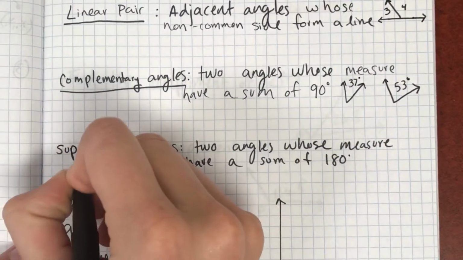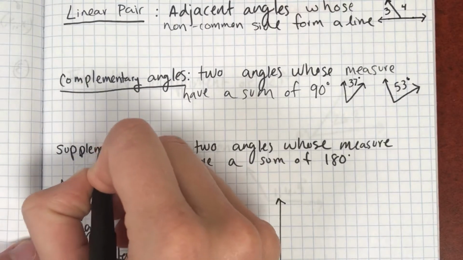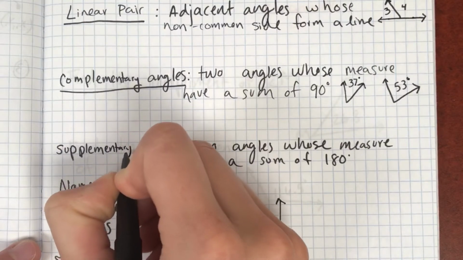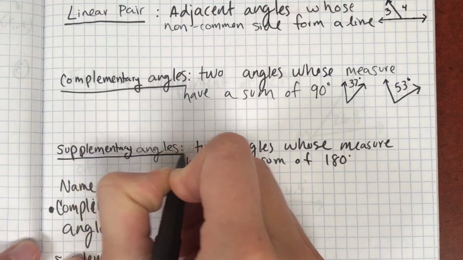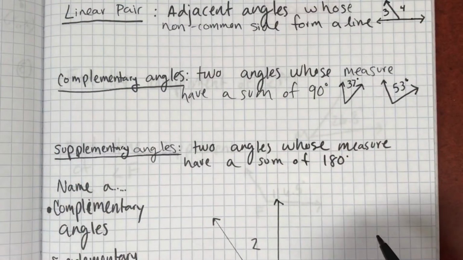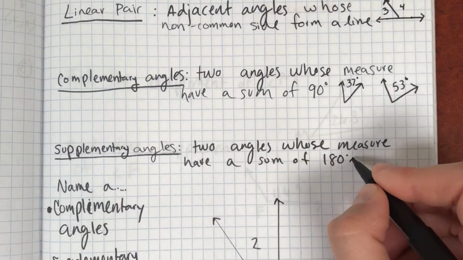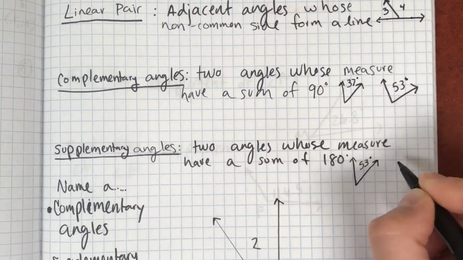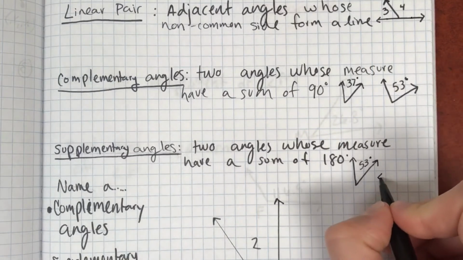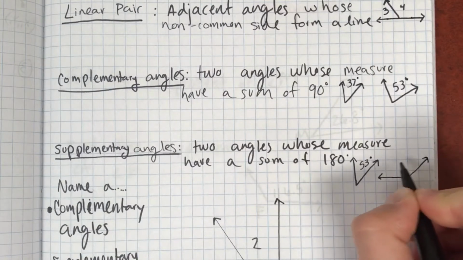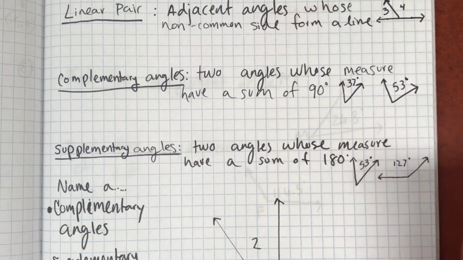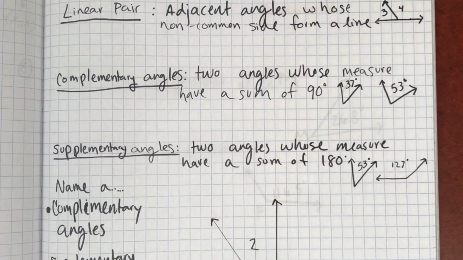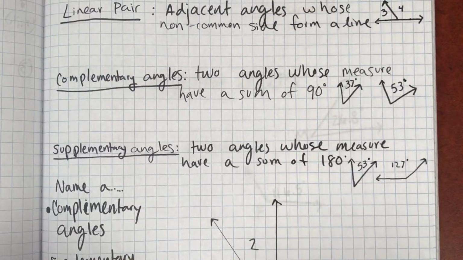So our next one would be two angles that add up to 180 degrees. And that is supplementary angles. So maybe again we have that 53 degree angle. This time our other angle would have to be 127 degrees. Okay, and those are just two angles that add up to 180.